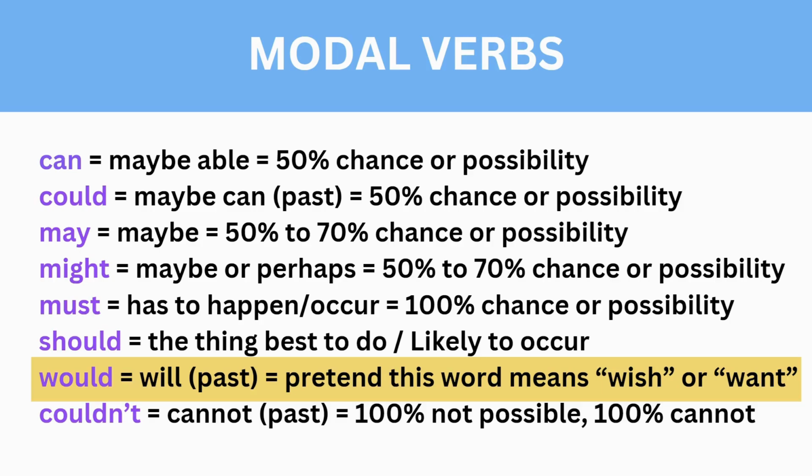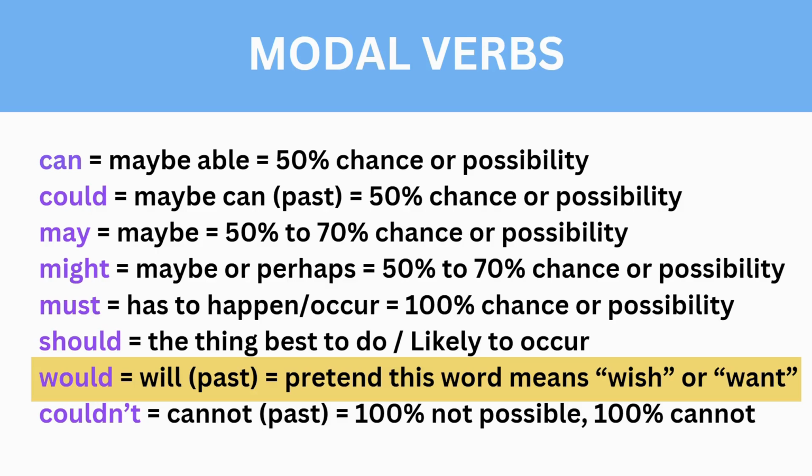Next to these, you will notice some very simple explanations for how we can better understand the words. These are not the exact definitions, they are helping words, along with a percentage of how much of a chance or the likelihood, the possibility that these words help describe. I'll read those now. Can means maybe able, a 50% chance or possibility. Could, maybe can in the past tense.